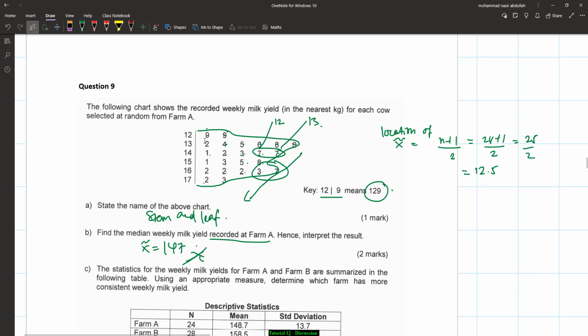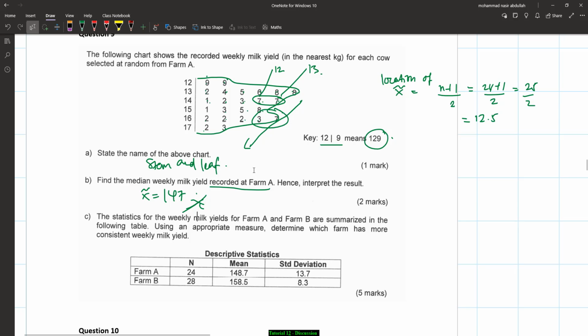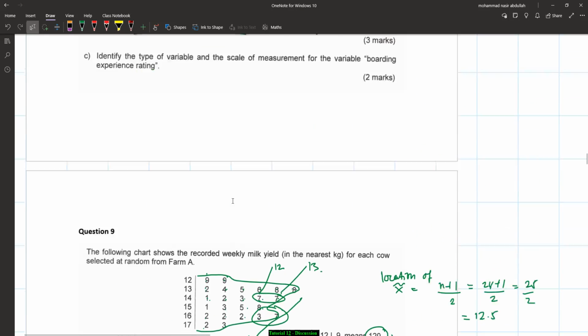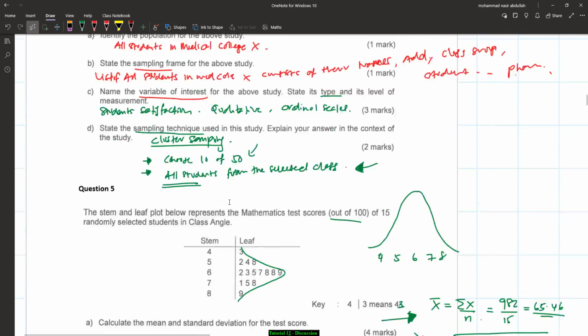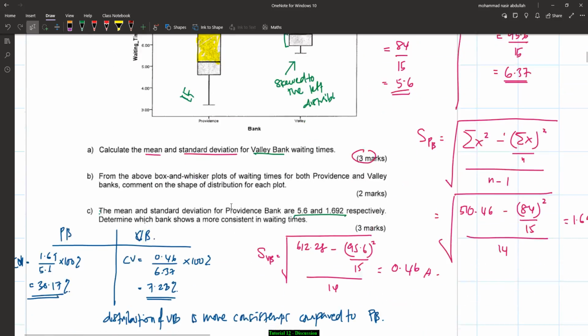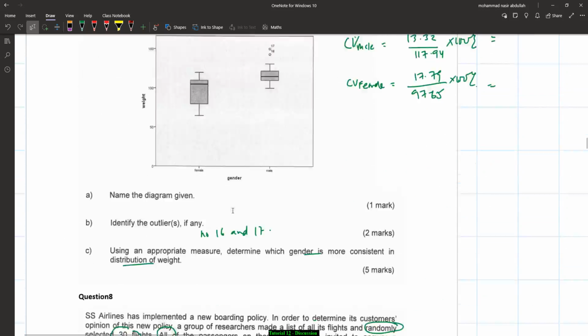Okay, very good. So now, let's see. Statistics for weekly milk yield for farm A and farm B are summarized. So dia bagi tahu kat sini lah. This is a summarization of milk yield from farm A and farm B. So using appropriate measure, again dia suka sangat tanya appropriate measure kan. This is berapa banyak tahun dah dia tanya. Right. Daripada soalan 9 means that setiap 2 soalan satu semester, 9 means 9 10.